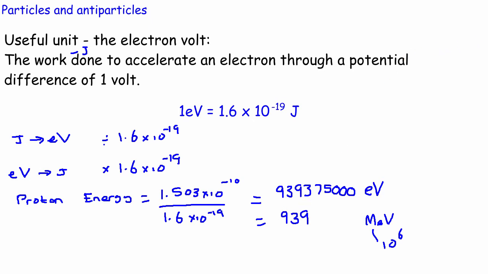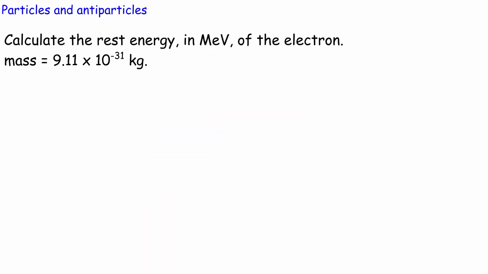So let's do a little question. You might want to pause the video now, because what I'm asking you to do is calculate the rest energy in MeV of the electron, and the mass in kilograms is given here. So if we want to do this, the very first thing is we start off with Einstein's equation, so E equals mc squared.